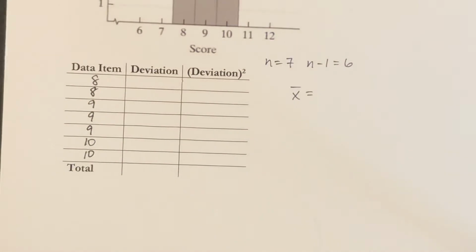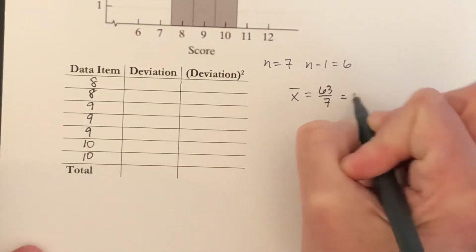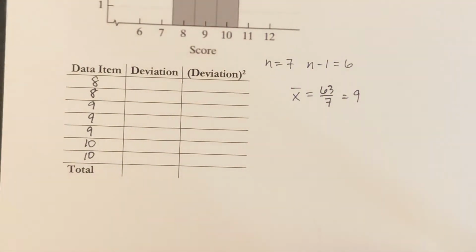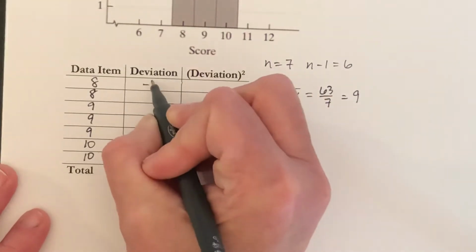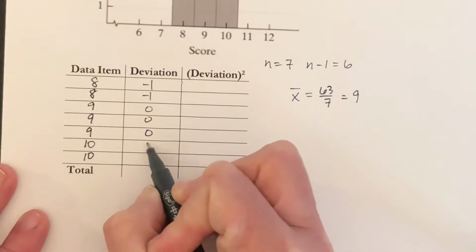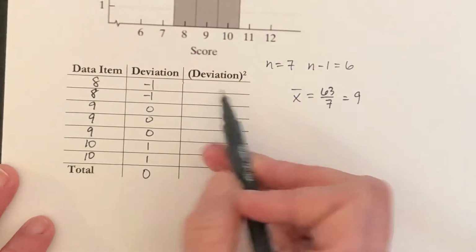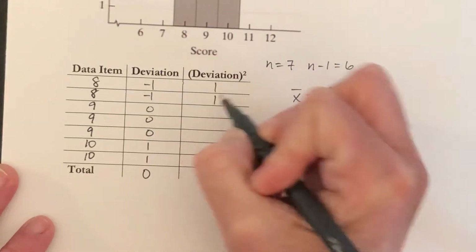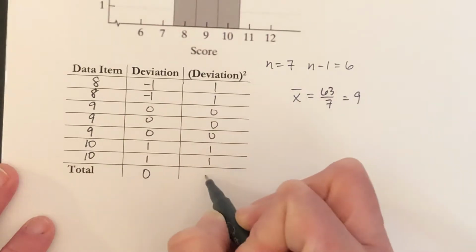So that's 63 divided by 7 items, so our mean is 9. 8 minus 9, negative 1. These are zeros, and these are ones, and they do add up to 0. Now let's square each of these. And that adds to 4.